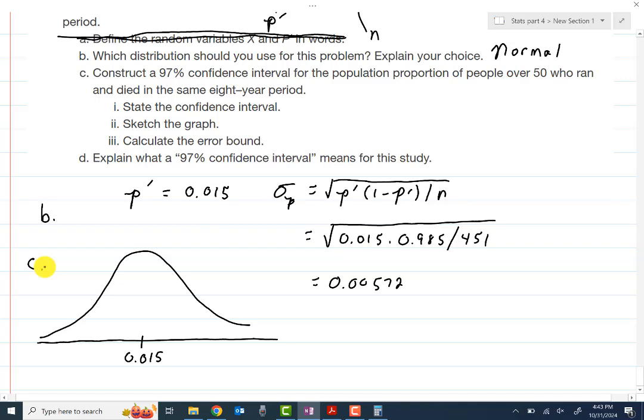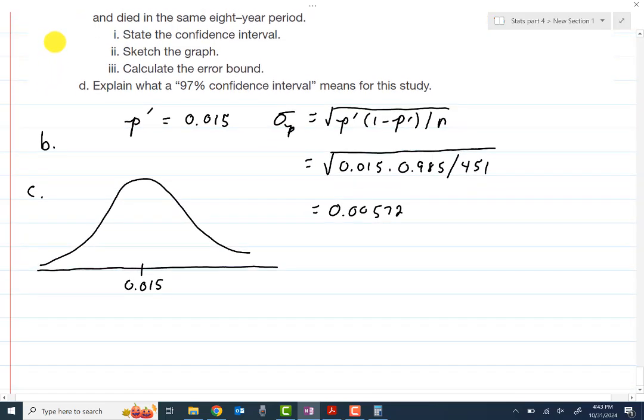We want a 97% confidence interval. So what are these? I'm not exactly sure what to call these things. Let's just call it X1. I guess we can call it P1 and P2. How's that? I like that better, because these are proportions anyways. Let's put 97% in here. That means out there is 1.5%, and out here is 1.5%.